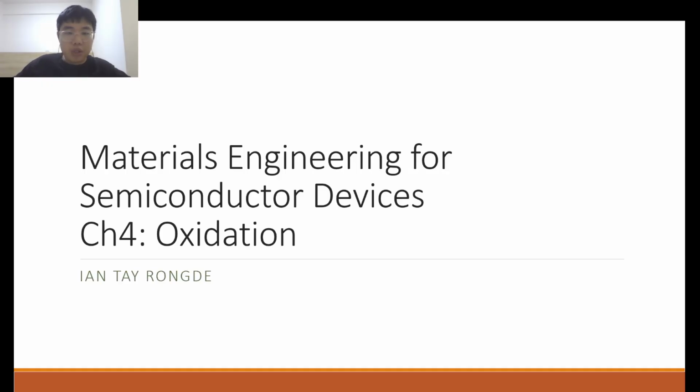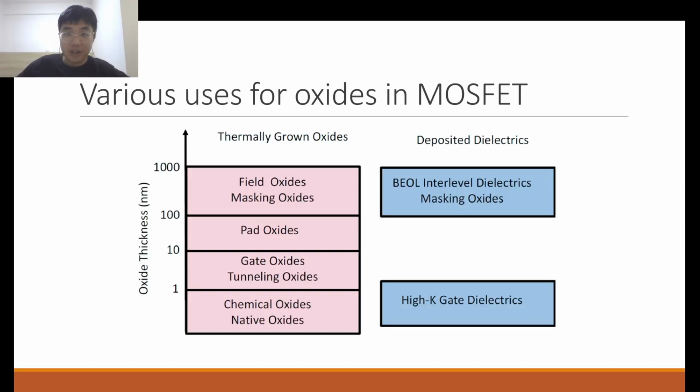What we mean by oxidation, in this case, is the oxidation of silicon to form silicon dioxide. Silicon dioxide is a very important material in MOSFET architecture and in the synthesis of integrated circuits on silicon chips. So here are some uses for silicon dioxide.